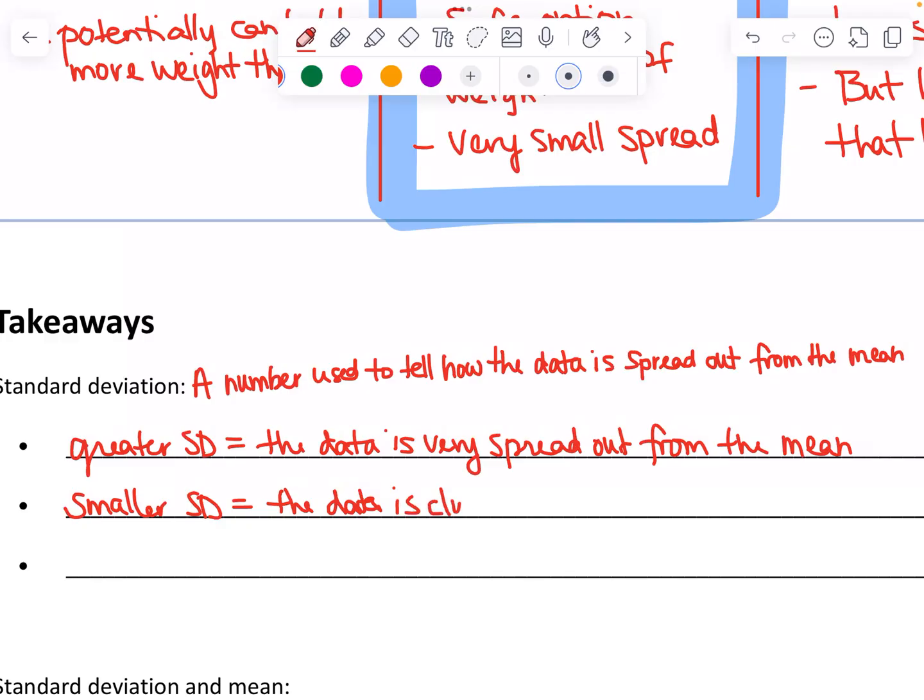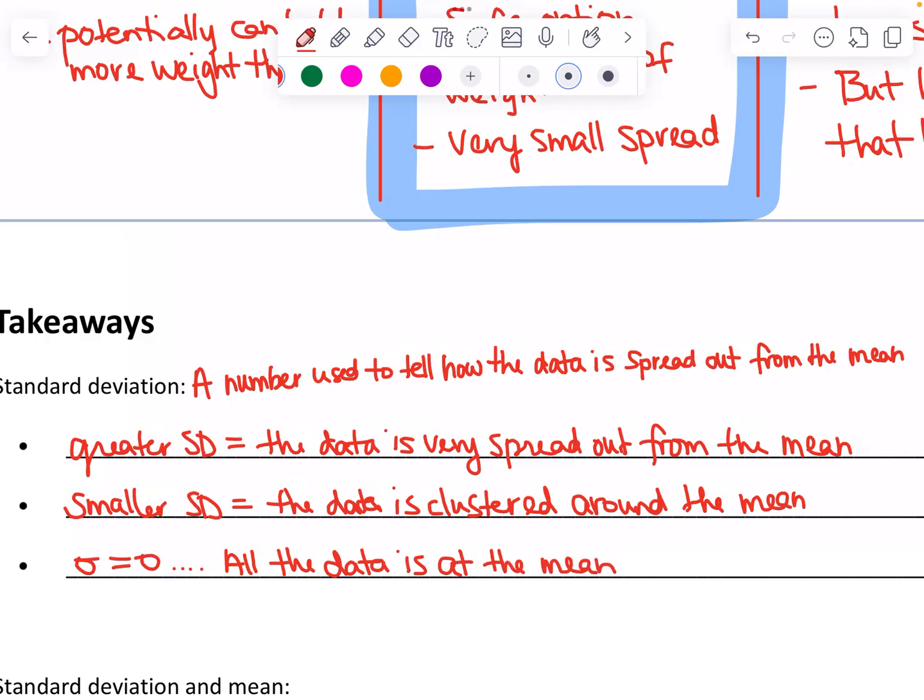And what if we have a standard deviation of 0? What does that mean? It means all the data is at the mean, right? If we think about a dot plot with a standard deviation of 0, all the dots are lined up above one number.